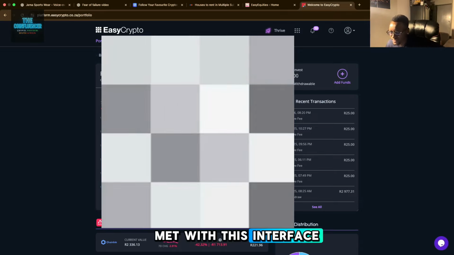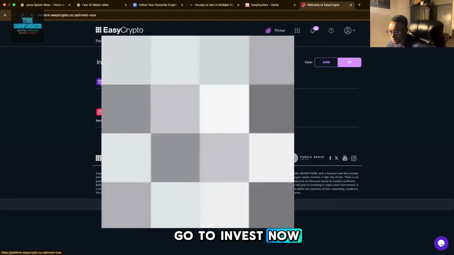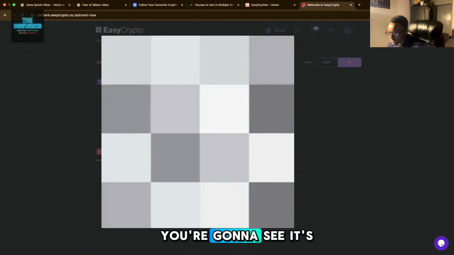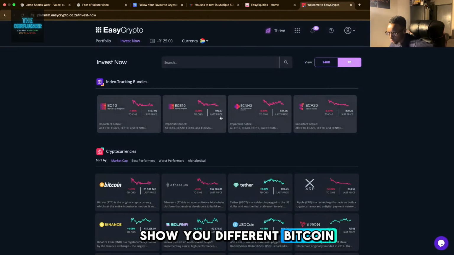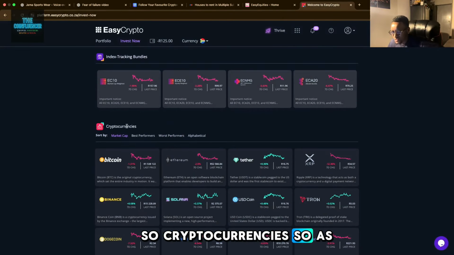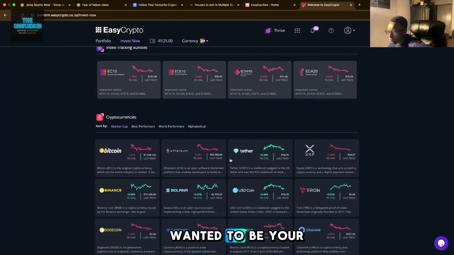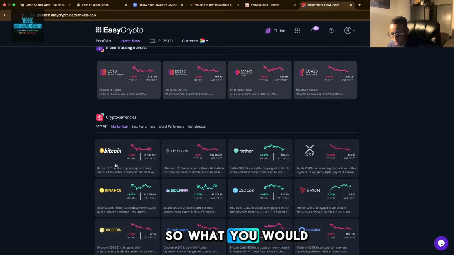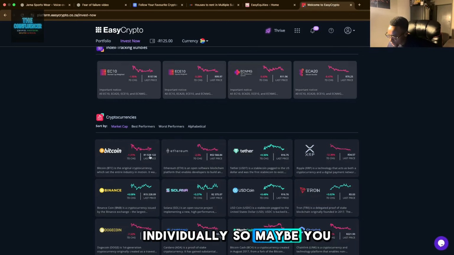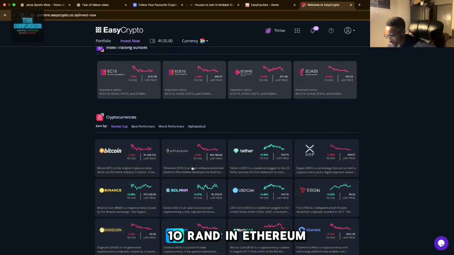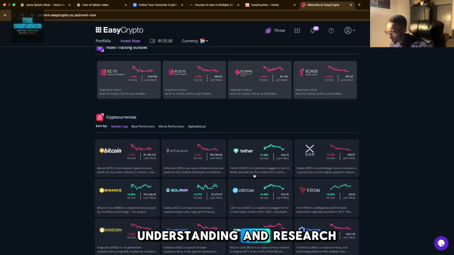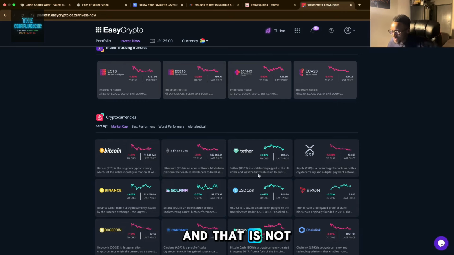are met with this interface, and then here you go to invest now, and when you go to invest now, it's going to load, and then it's going to show you different crypto assets, right? So cryptocurrencies. As you can see here, these are different cryptocurrencies. So here, if you wanted to be your own manager of your investment portfolio, what you would do is you would select individually. So maybe you have 100 rand, so you put 10 rands in Bitcoin, 10 rands in Ethereum, 10 rands into XRP, you know. So you would just invest in individual crypto coins that you are selecting based on your own understanding and research. So you can go via that route, and that is not what we're speaking about today.